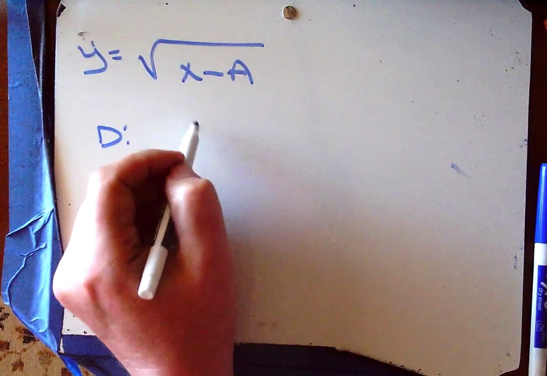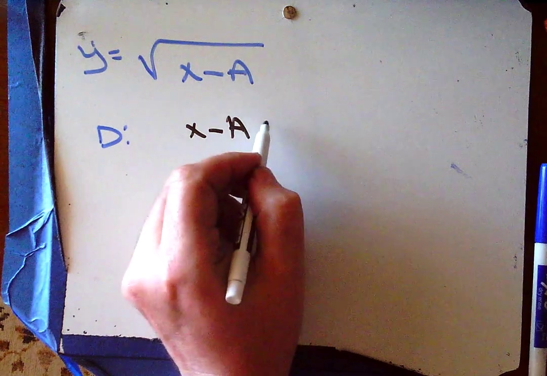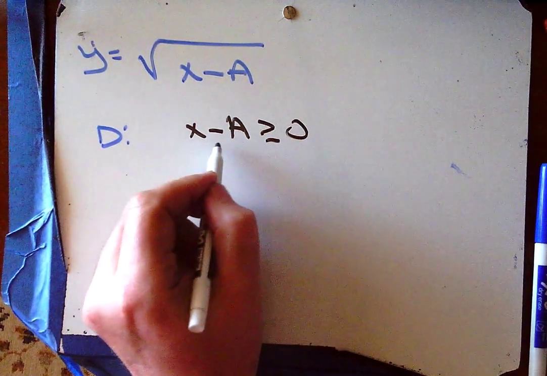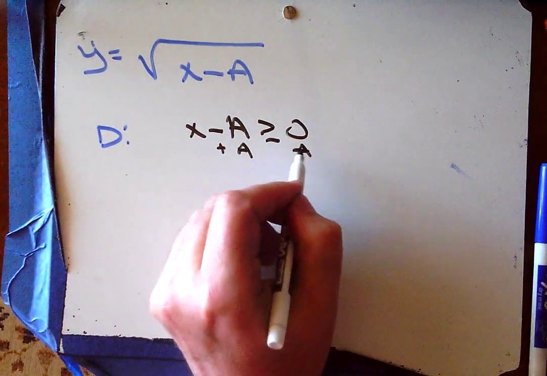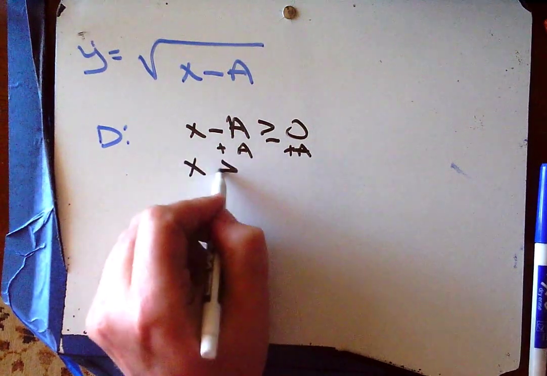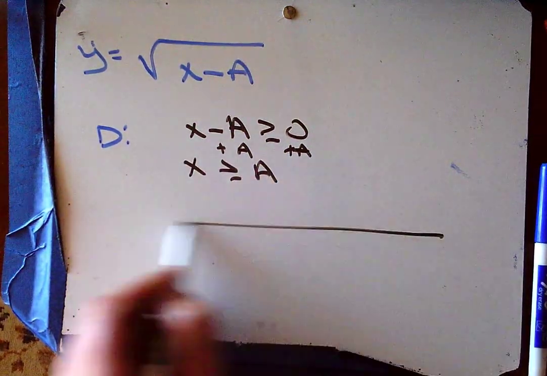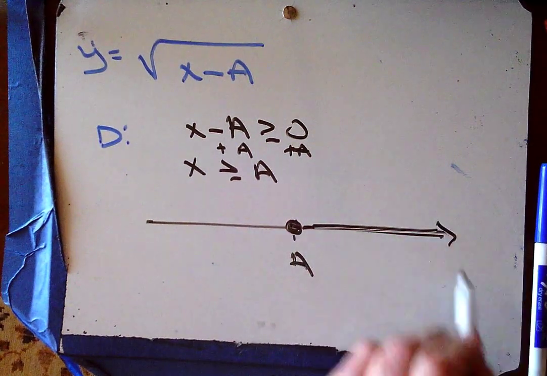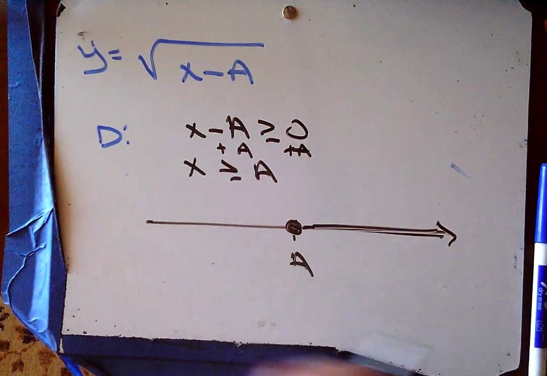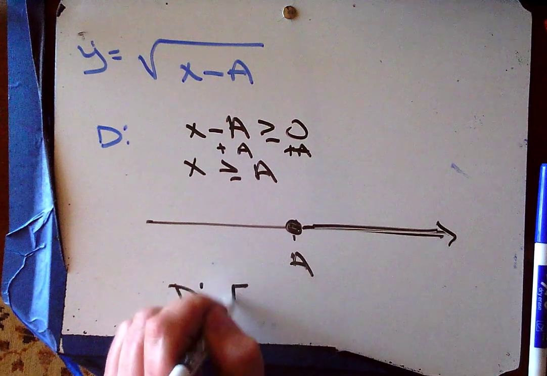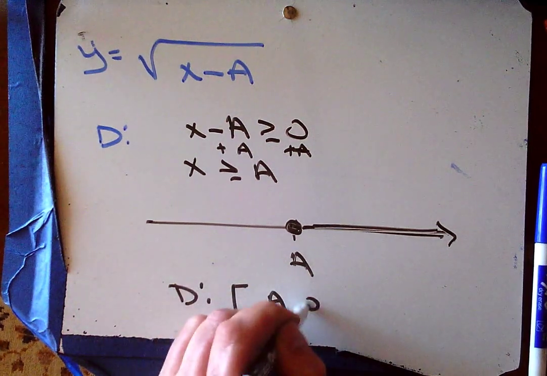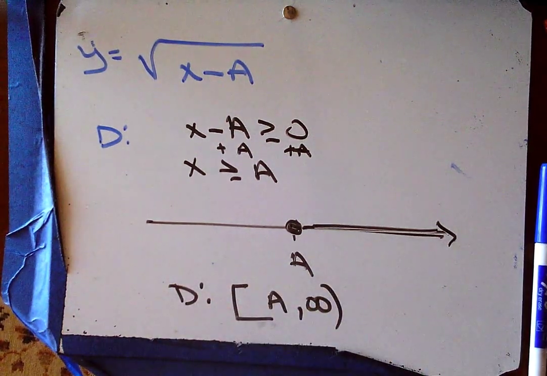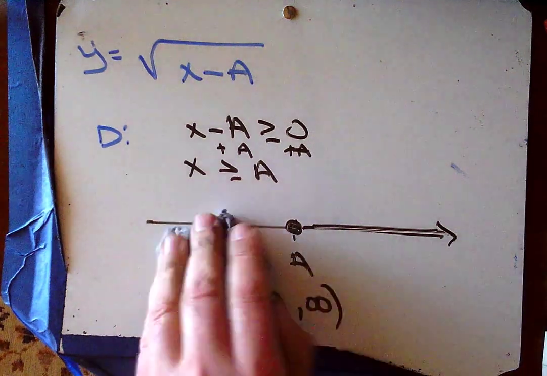Welcome back. So I know that x minus a has to be greater than or equal to 0, and so x is greater than or equal to a. On a number line, equal to a or greater than a. And with interval notation, my domain would be bracket a to infinity. Okay? Let's keep going. I got a few more of these.